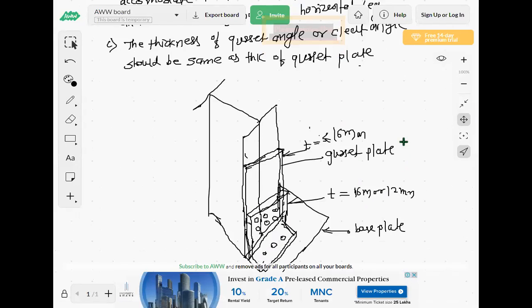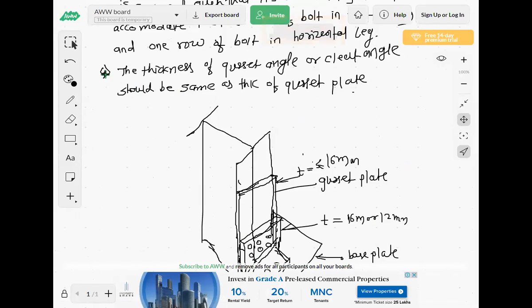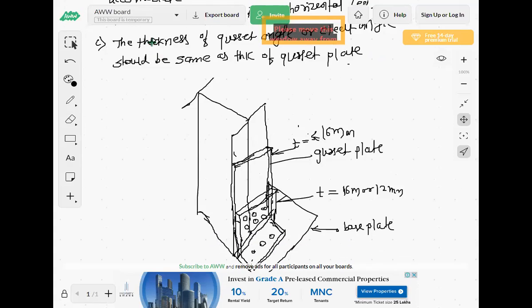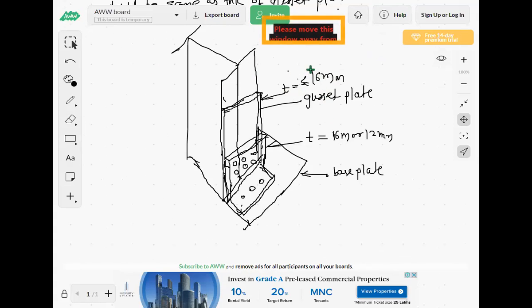Okay. So same third point, C point is again same. The thickness of gusset angle or cleat angle should be same as the gusset plate. It means this thickness of gusset plate and thickness of gusset angle should be same, 16, 16 like this. So are you getting now here? So these are the assumptions that you have to assume about gusset plate and angle.